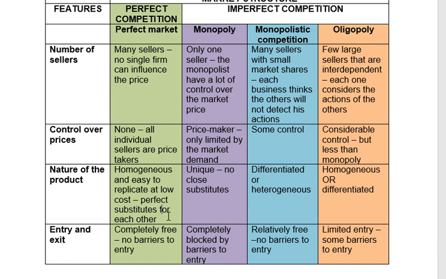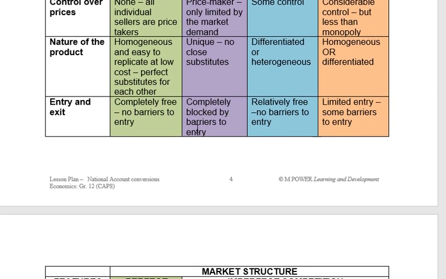All right, but here your products can be identical or they can be differentiated. In terms of entry and exit, we already said in the perfect market, there's complete freedom of entry and exit. There's absolutely no barriers to entry. So anybody that wants to enter the industry is free to do so. And everybody that makes losses is free to leave the industry to go and make an investment elsewhere.